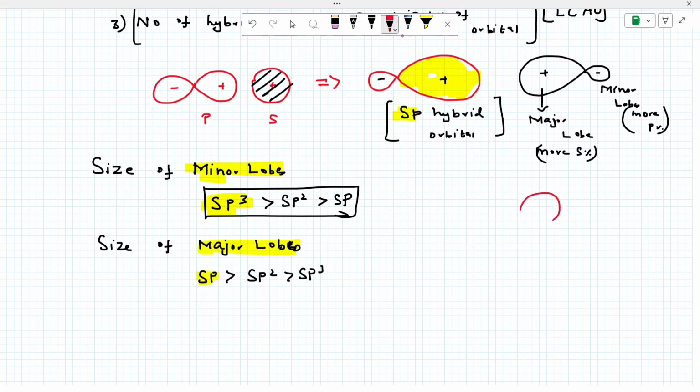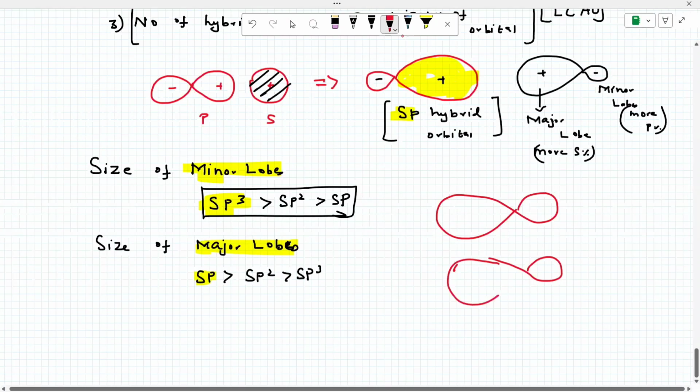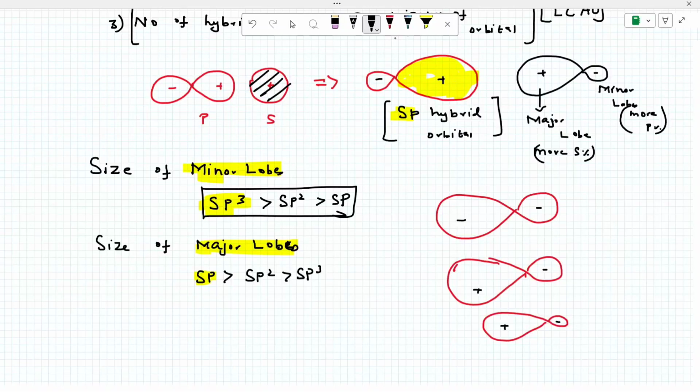இது sp3 ஃபார் எக்ஸாம்பிள் இப்படி இருக்கும். இது sp2, இது sp. You got the point, right? Yes or no? The minus, minus, minus, plus, plus, plus. இது ஆக்சுவலா sp3க்கு, இது sp2க்கு, இது sp.